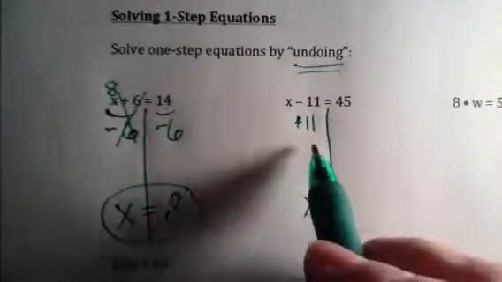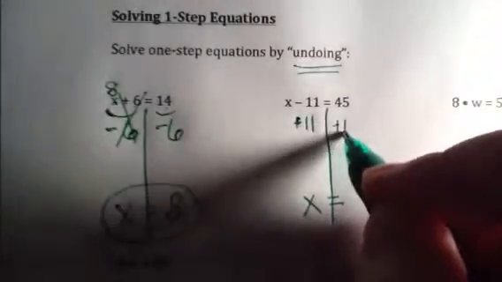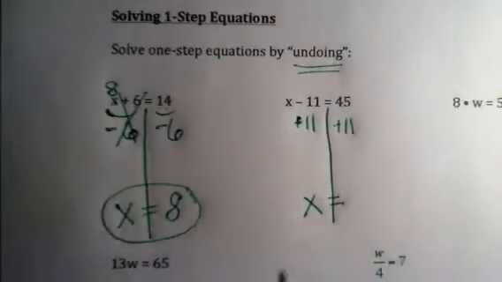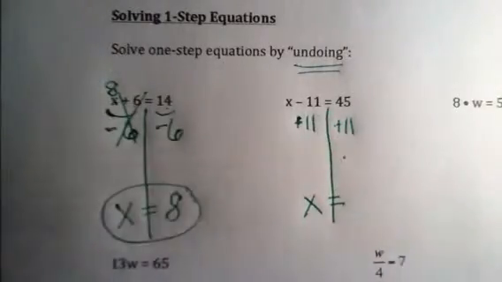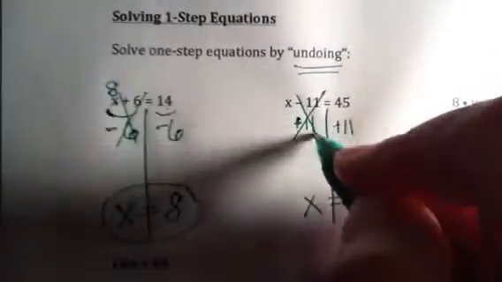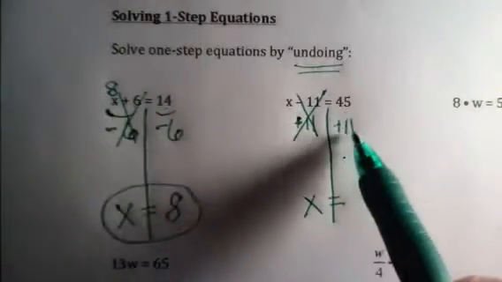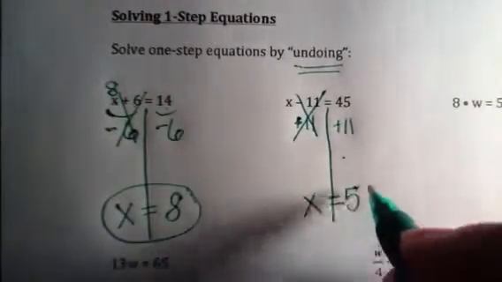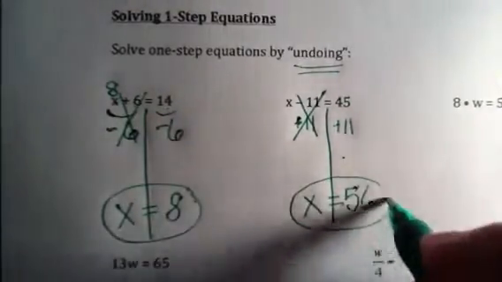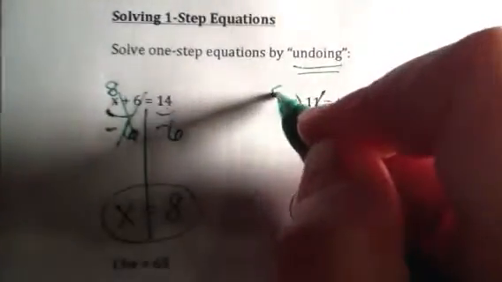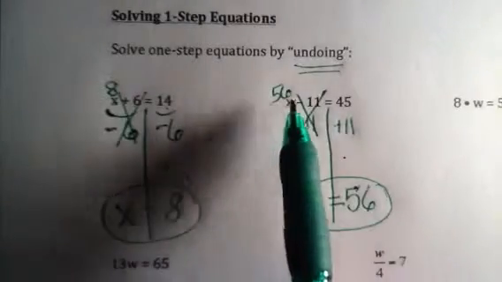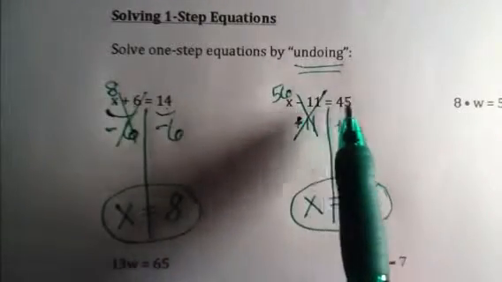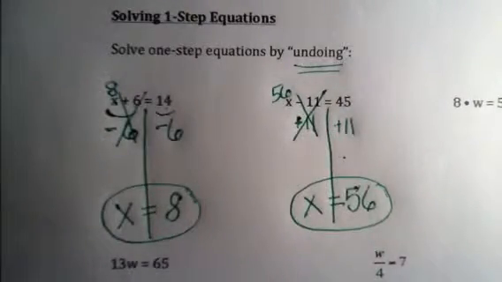If we add 11 on the left-hand side, we need to add 11 on the right-hand side. We always have to do the same thing on both sides of the line. Minus 11 plus 11 equals 0, so we can cross that off. And 45 plus 11 equals 56. And that's the answer. We could test the answer by putting 56 in place of the variable and trying 56 minus 11. We'd see that it does equal 45, and then we know the answer is correct.